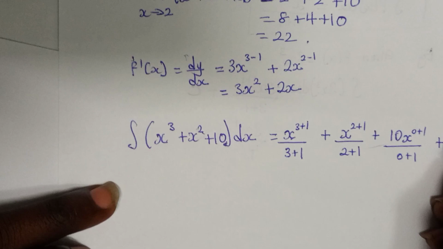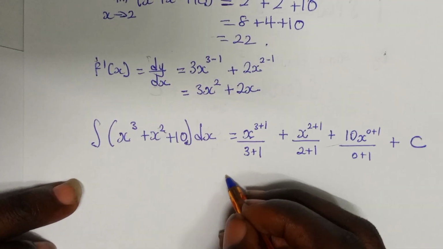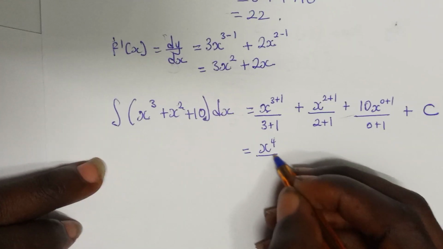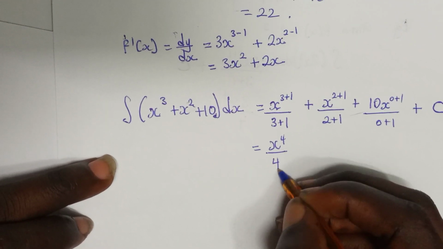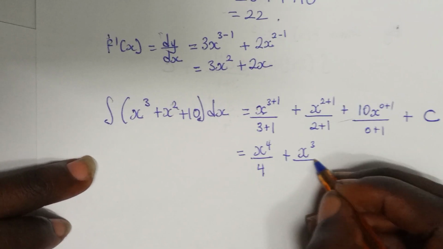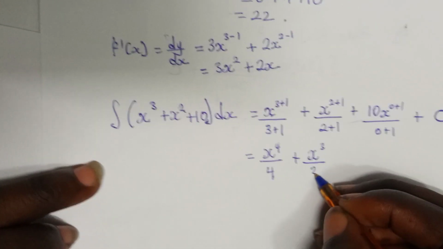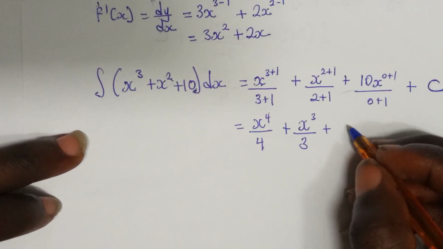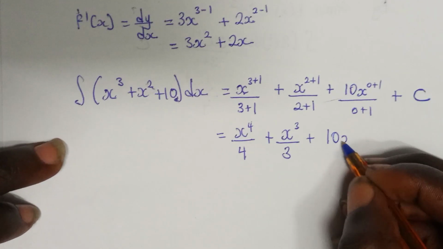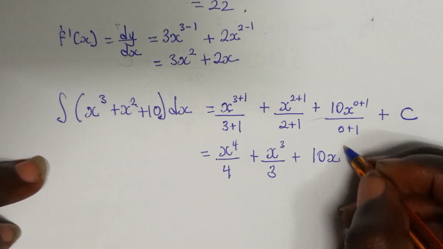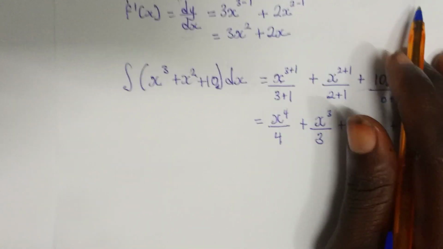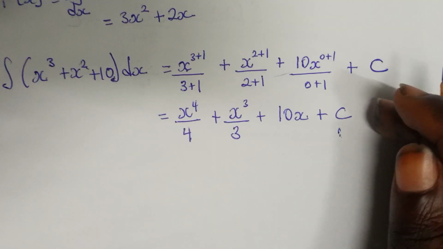Then we introduce our constant. Okay, so we are going to get x raised to the power 4 divided by 4 plus x raised to the power 3 divided by 3 plus 10x. So 0 plus 1, which is 1, plus c. So okay, this is the end of the section.